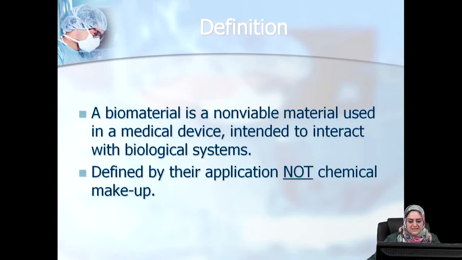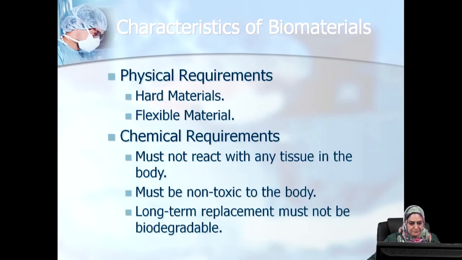Definition: biomaterials are non-viable materials used in medical devices intended to interact with the biological system, defined by their application, not chemical make-up. The characteristics of biomaterials: first, the physical requirement, hard materials, flexible materials. Chemical requirement: must not react with any tissue in the body, must not be toxic to the body, long-term replacement, must not be biodegradable.